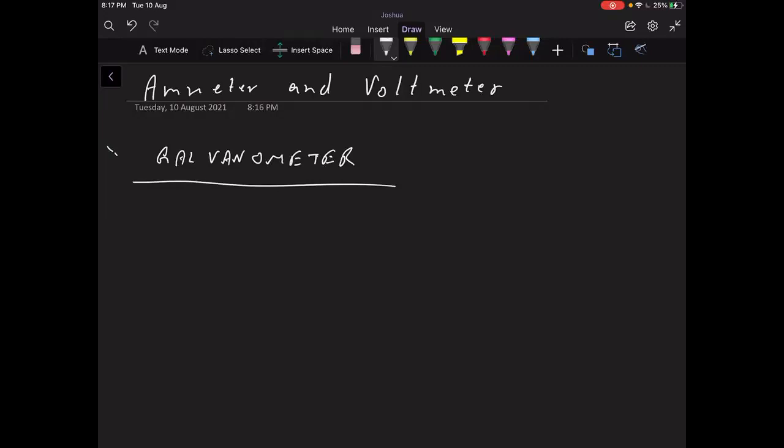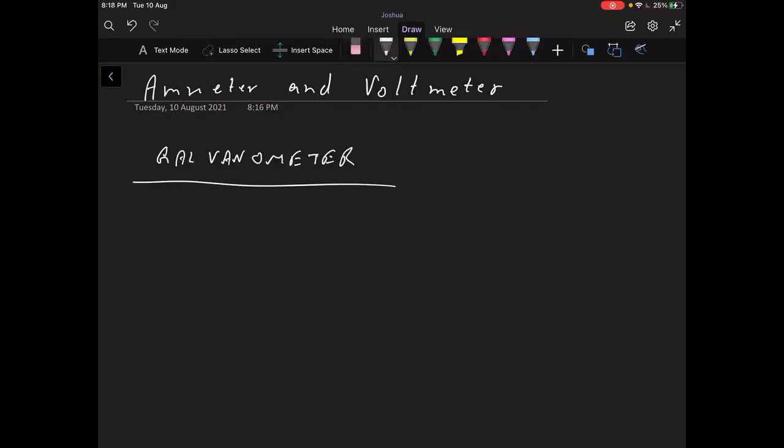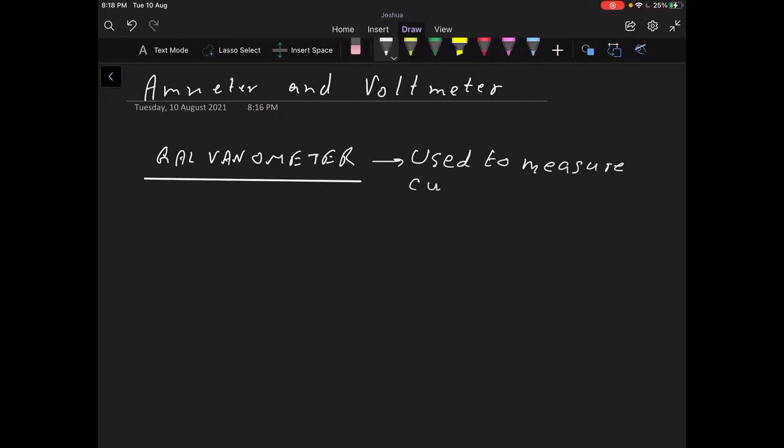So for a galvanometer, we need to understand a few things. It is a little bit of a complicated instrument. Few things happening simultaneously. So what happens is that in a galvanometer, first of all, it is used to measure current. It can even tell the direction of current.